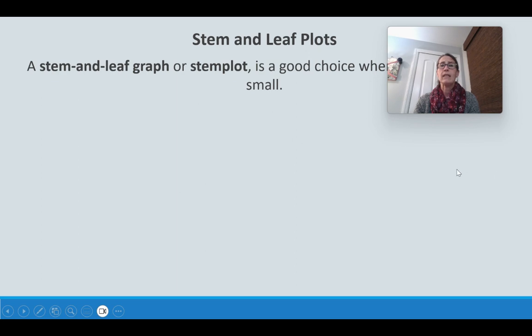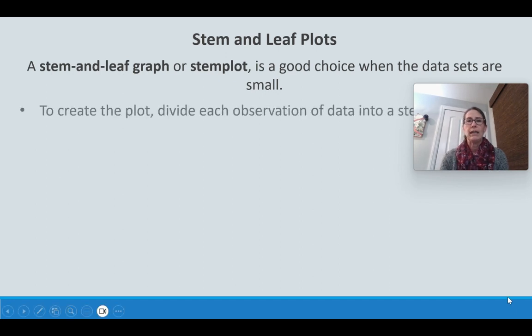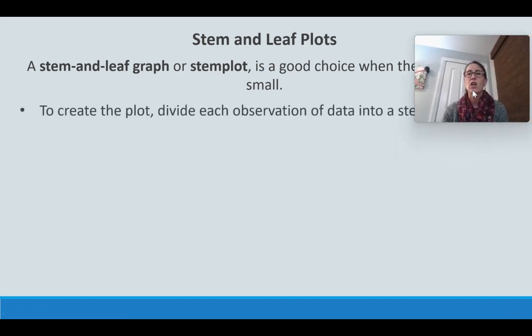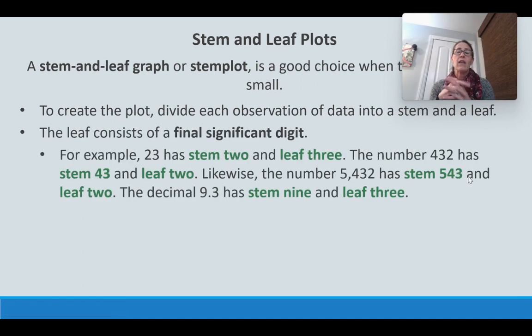So a stem and leaf graph, or a stem plot, is a good choice when our data sets are small, and we'll see why that's true. To create the plot, we're going to divide each observation of data into a stem and a leaf. The leaves consist of your final significant digit. So for example, the number 23 has the stem 2 and the leaf 3. So that last digit is our leaf. The number 432 has the stem 43 and the leaf is 2. Again, that last final digit.